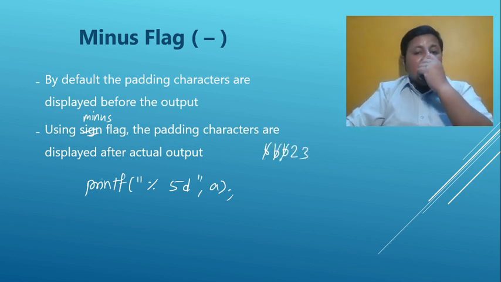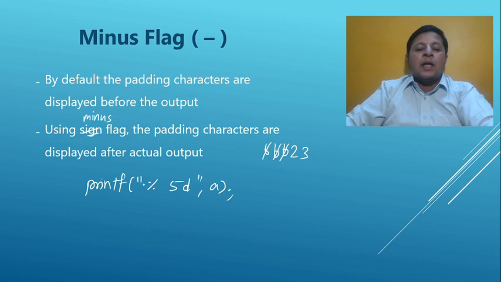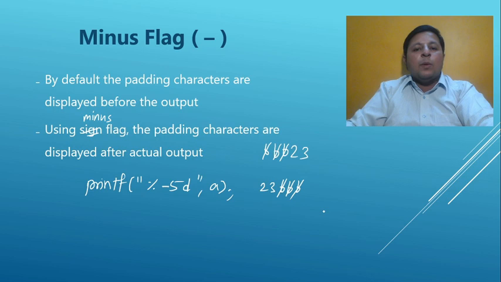I am assuming the value of a to be 23. So if I use minus flag, minus 5d, then the output that I'll be getting is 23 and 3 blank spaces. And you might be wondering how these 3 blank spaces will be shown after the output. They will not be visible.